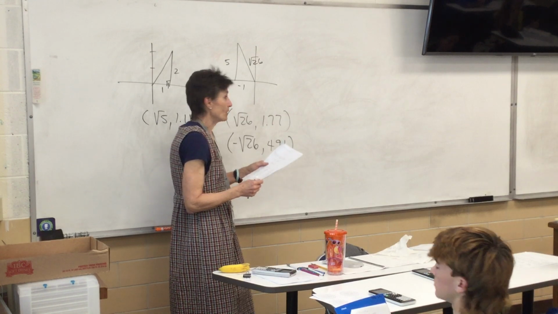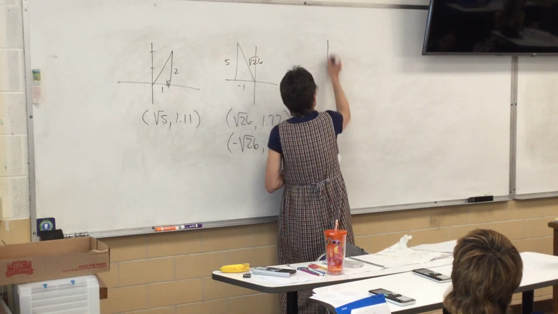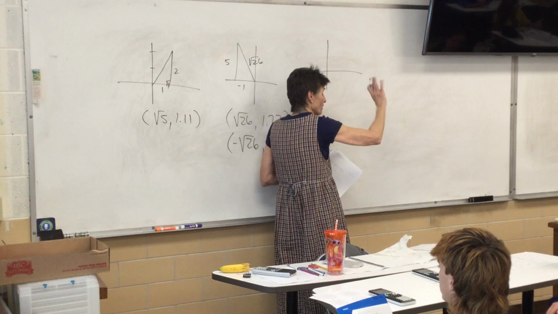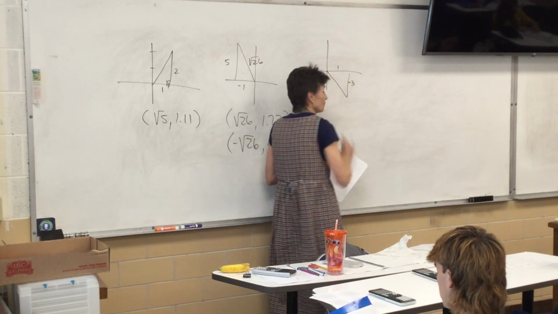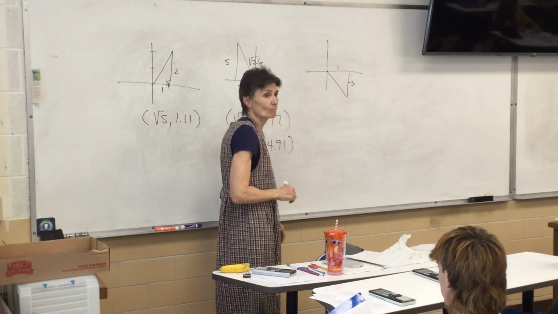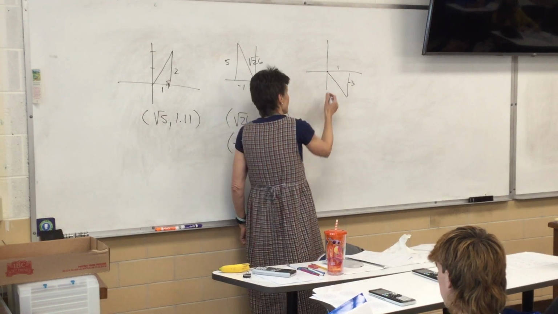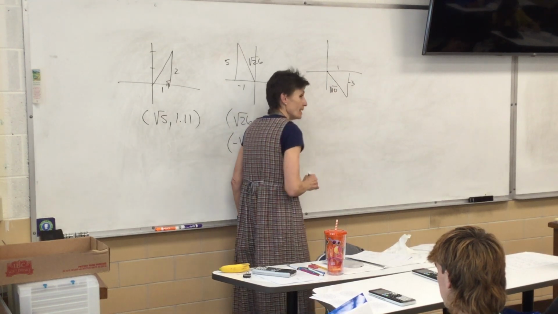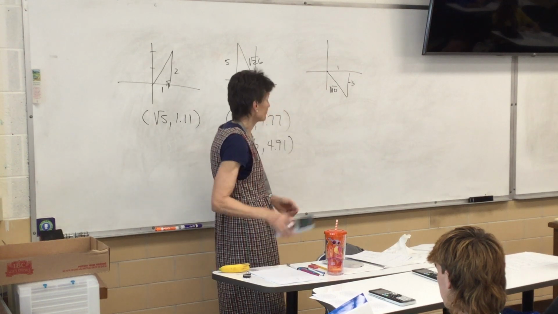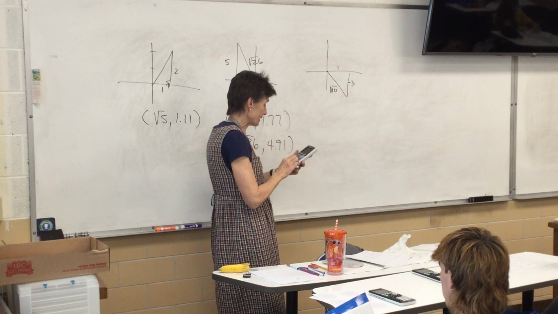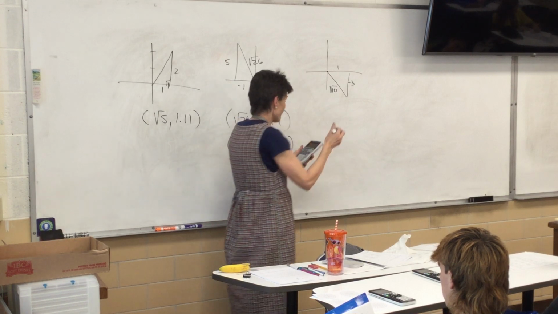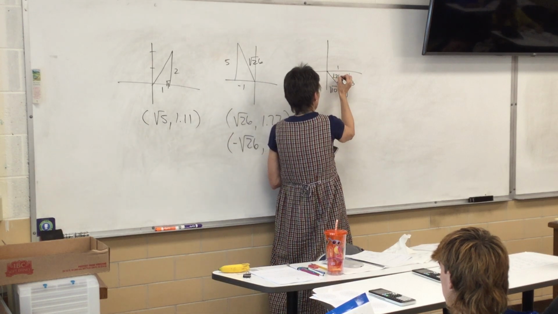All right, here we go. The next one. Forget all the other junk. Just handle (1, -3). So (1, -3) looks like this. Its radius is √10. And I'm going to do the reference angle. Second tangent 3. The reference angle is 1.25.